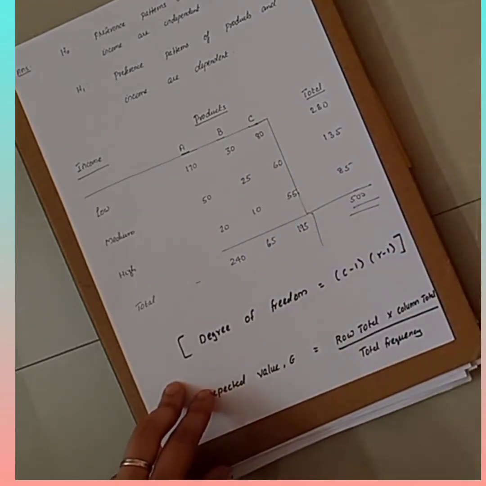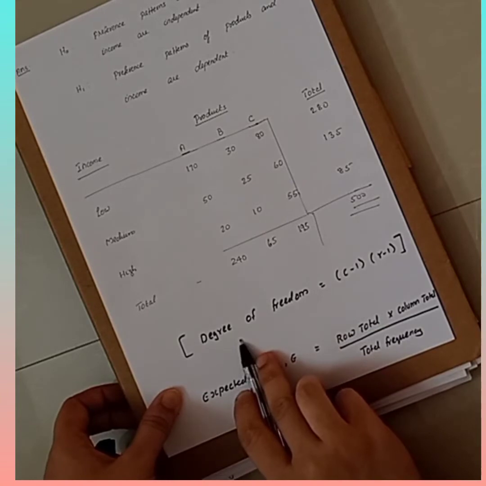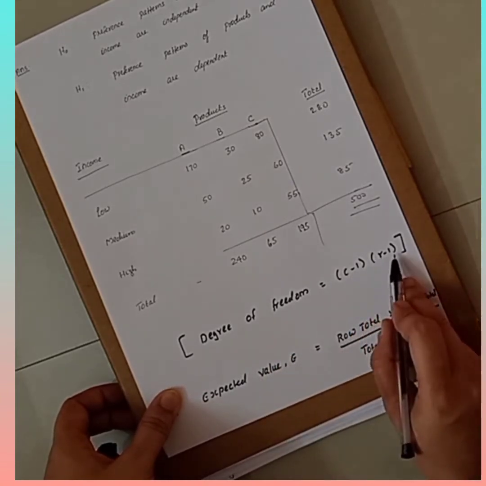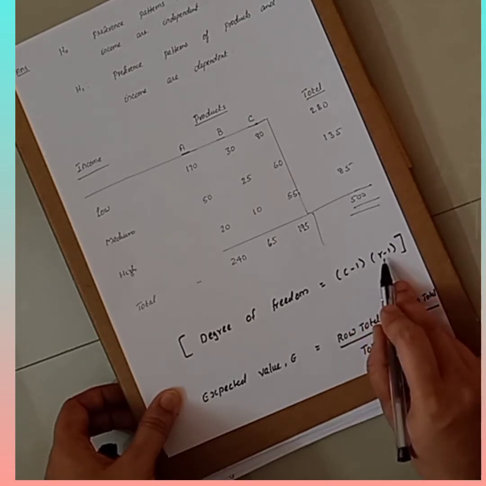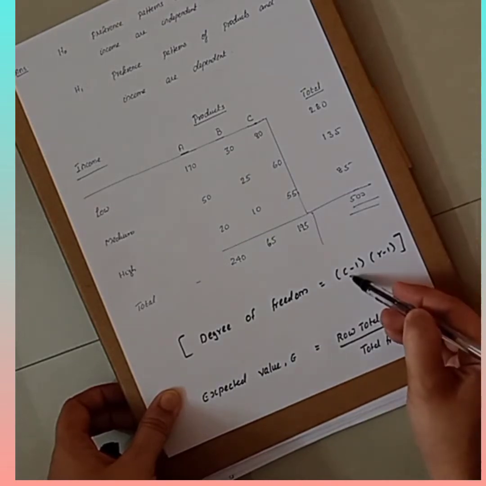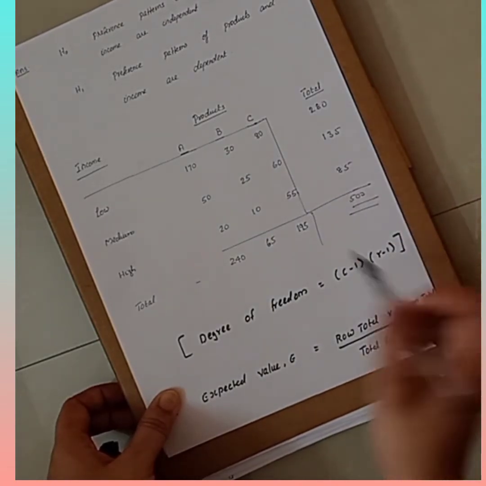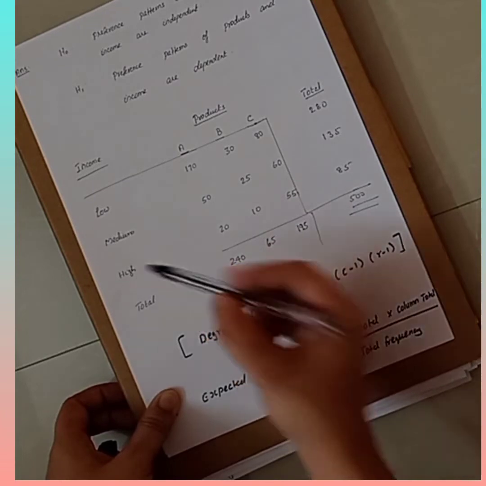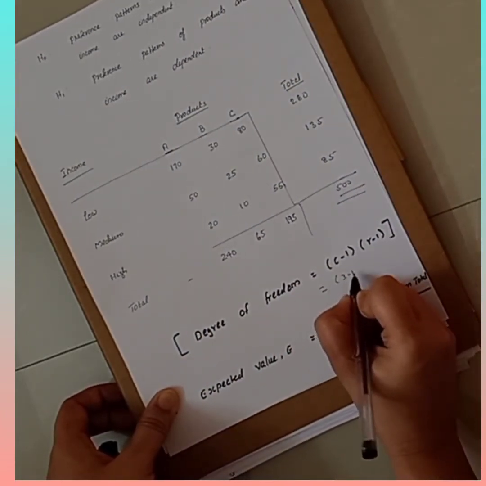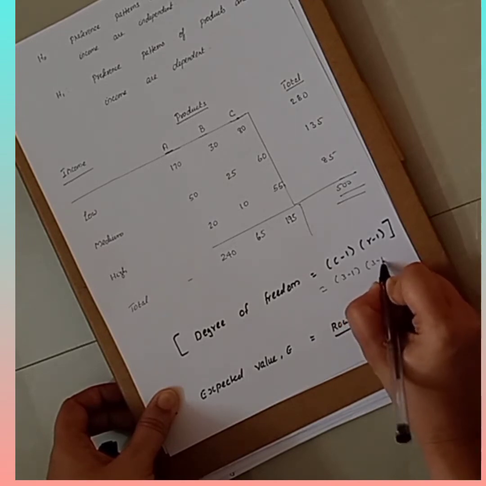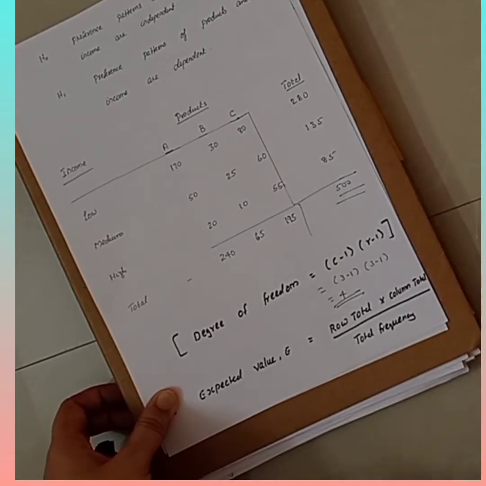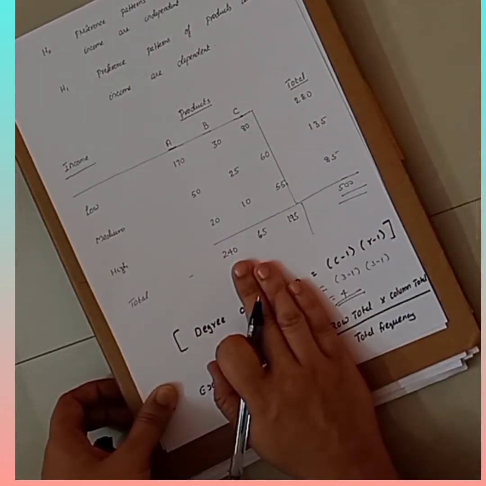Now there is a formula for calculating degrees of freedom. Degrees of freedom is column minus 1 into row minus 1. This is the column number and this is the row number. Here you can see there are three columns A, B, C, so C will be 3, right? Then how many rows are there? Low, medium, high, again 3 rows. So the degrees of freedom is 3 minus 1 into 3 minus 1, that is 2 into 2, which gives you 4. So the degrees of freedom is 4 for this particular question.